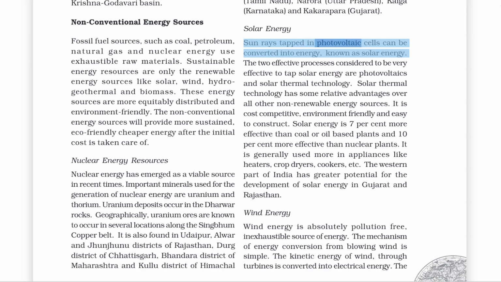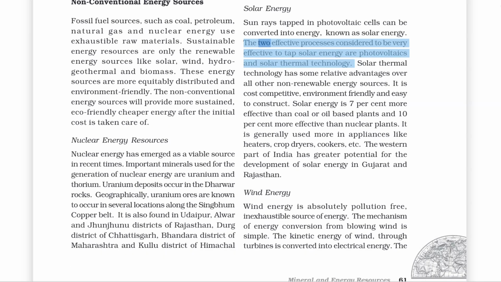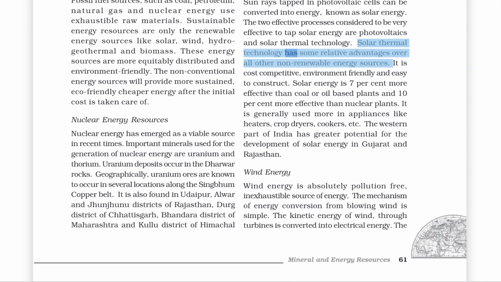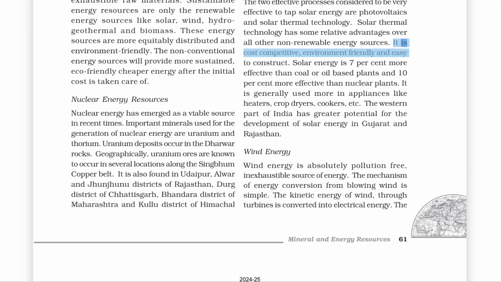Solar energy. Sun rays tapped in photovoltaic cells can be converted into energy known as solar energy. The two processes considered to be very effective to tap solar energy are photovoltaics and solar thermal technology. Solar thermal technology has some relative advantages over all other non-conventional energy sources. It is cost-competitive, environment-friendly, and easy to install.